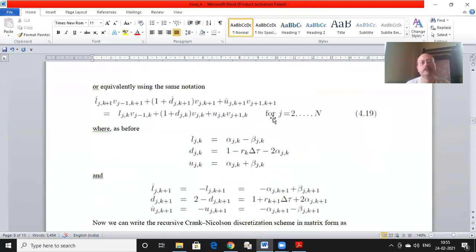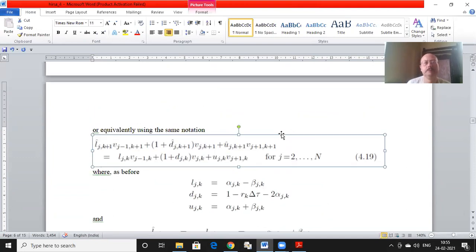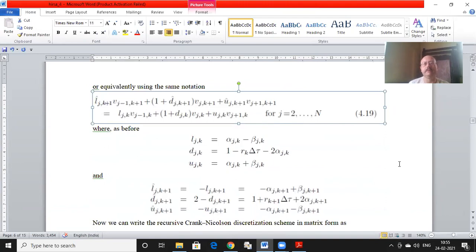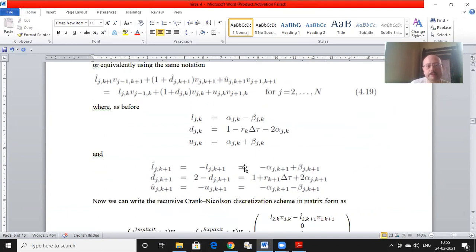Now, this is in terms of the LDU notation. Here I had the original alpha beta notation, but now we can change it in 419 to the LDU notation, where on the left hand side I have the L hat, D hat, and U hat symbols as in the implicit scheme. And on the right hand side, I have the explicit scheme symbols. But of course, they are related to each other, so I don't have a problem. And this is the relationship here, restated.